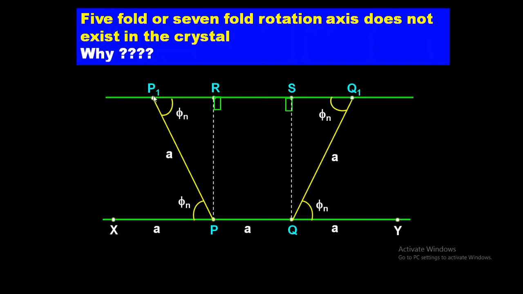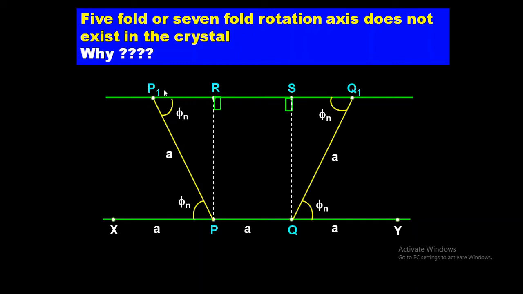If I want to find P1R, then we have to remember trigonometry. We will find the cosine of phi n. Cos phi n is adjacent upon hypotenuse. The adjacent side is P1R, and the hypotenuse is a.